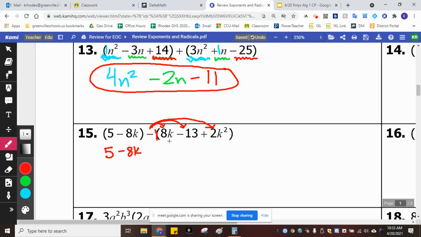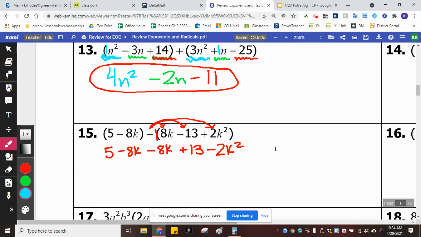Negative 1 times 8k, negative 8k. Negative 1 times negative 13. Negative times negative, we'll just make that a positive 13. And negative 1 times 2k squared, negative 2k squared. So basically all we did was change all the signs of the second parentheses. And then it's the same as an adding problem, just combine like terms.